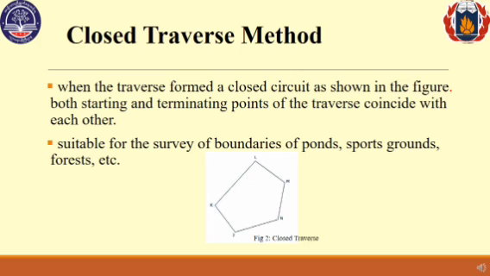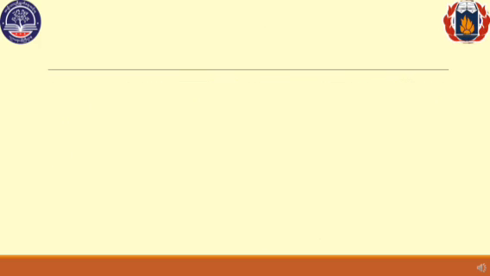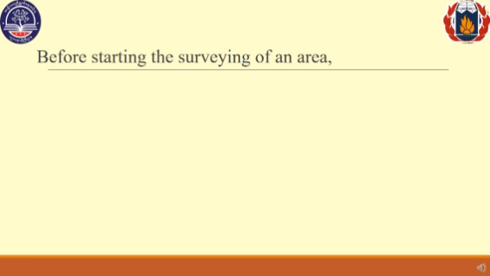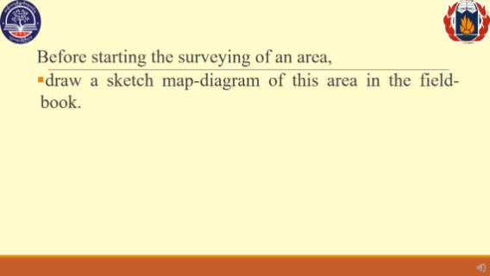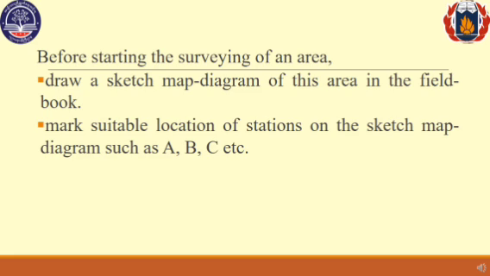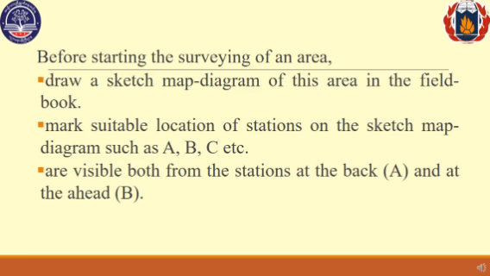Before surveying an area, one should first make a general observation and draw a sketch diagram of the area. Map suitable locations of stations on the sketch diagram, such as A, B, C.